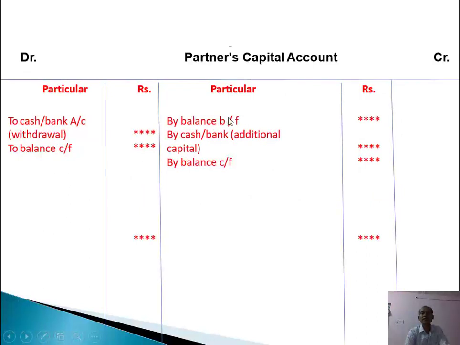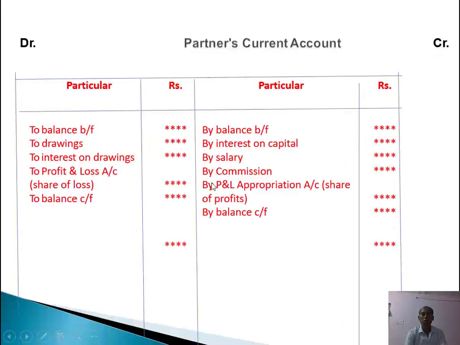So this capital is fixed. If any additional capital is brought into the firm, that should be mentioned in the capital account. That's all. Otherwise, we should not touch it. It should be continued forever as fixed. So it's called the fixed capital method. All other aspects should be mentioned in the current account only, but in the capital account, that is fixed.